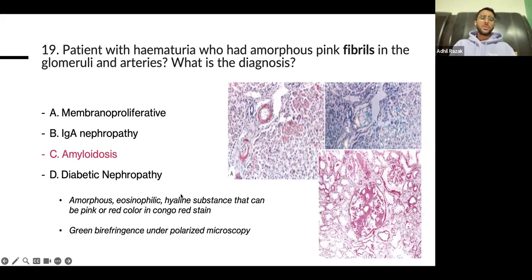So how would you describe it? It's an amorphous eosinophilic hyaline substance that appears pink or red with Congo red stain. That is the stain used for amyloidosis. Under polarized microscopy, there's green birefringence. I still can't say that word somehow. Green birefringence under polarized microscopy is very characteristic for amyloidosis, whether in the kidneys, the lungs, or anywhere in the body. These findings are uniform.